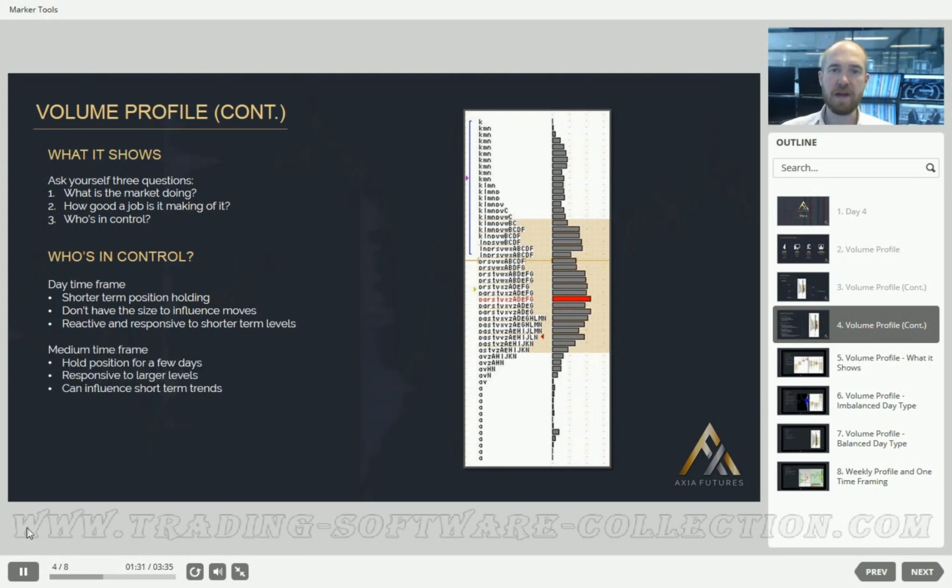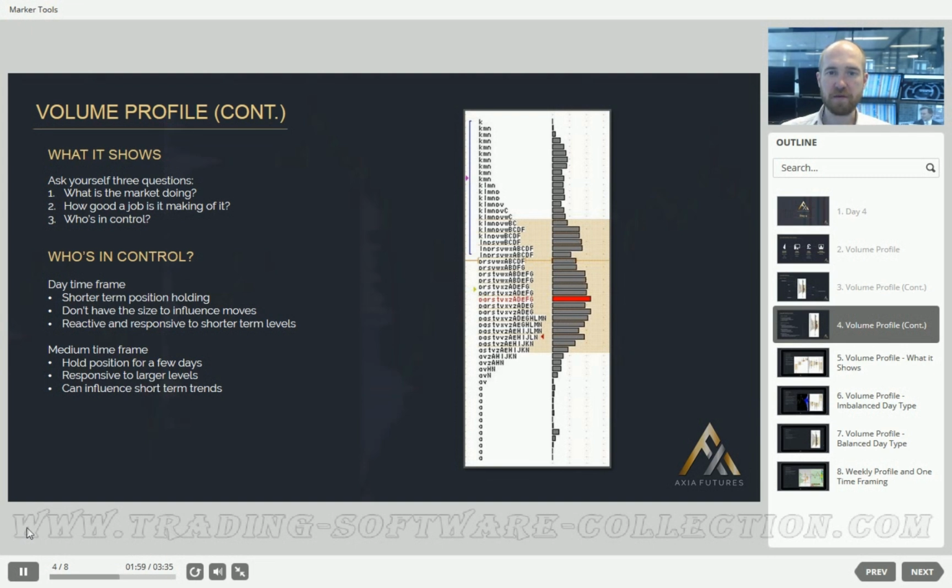Next up, you've got a medium term time frame. These participants do have the ability to influence smaller moves. They're going to be a lot more responsive to larger levels. So they're going to be looking at key swing highs, swing lows, that kind of thing, rather than the nuances of the edges of value throughout the day and things like that the day time trader is more interested in.